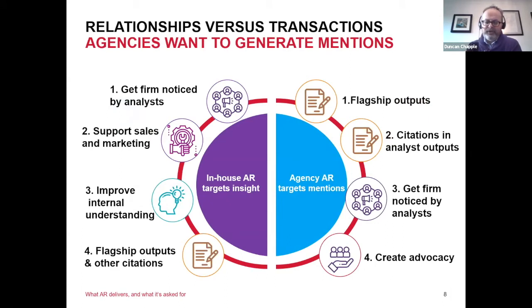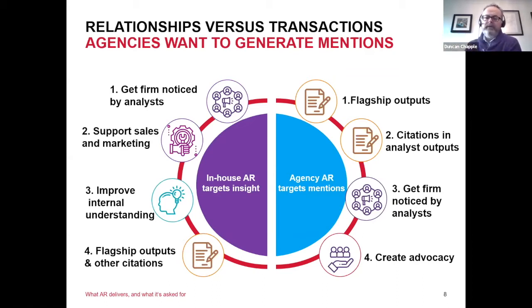But this tension, I think, is most clearly shown by what the in-house analyst relations people told us was important, and then what the agency side people told us was important. That for the in-house colleagues, it's getting noticed, it's supporting sales and marketing, it's improving internal understanding. Those were the top 3 things that they told us were their goals. And then 4th came flagship outputs and citations. Obviously, they are really important for our site, for our internal stakeholders, but not the only thing.